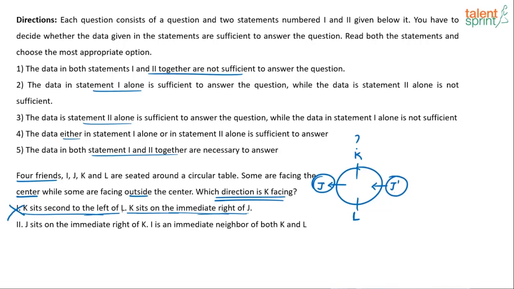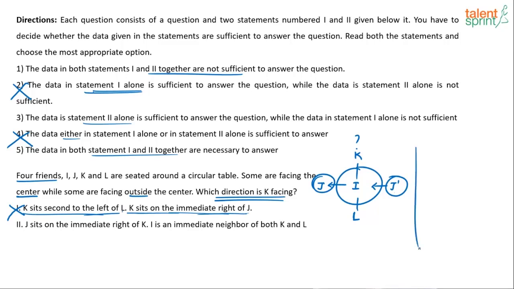Now, smartly you should know that the moment we say 1 alone is not sufficient, option 2 is ruled out and option 4 is also ruled out. Because option 2 says 1 alone is sufficient and option 4 says either 1 alone or 2 alone is sufficient. Right? So even if you have to do a guesswork, do it between 1, 3 or 5. So this is with respect to statement 1.